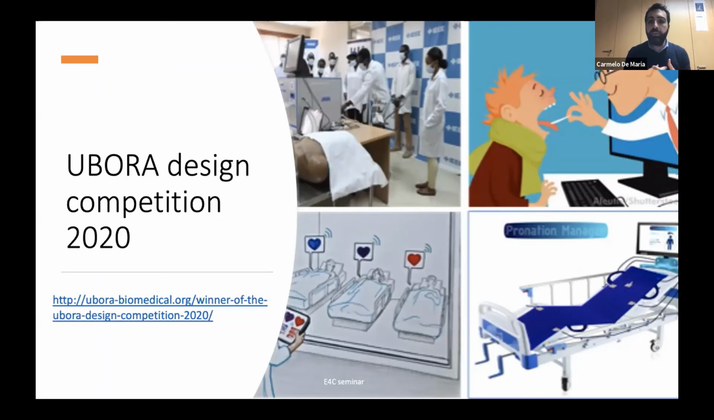We created a competition, and for example, there are some projects that are really technology focused, like COVID and artificial intelligence or monitoring devices, but also some projects that help just to move patients up and down, which is required in critical care units. And this was selected because they spoke with clinicians.